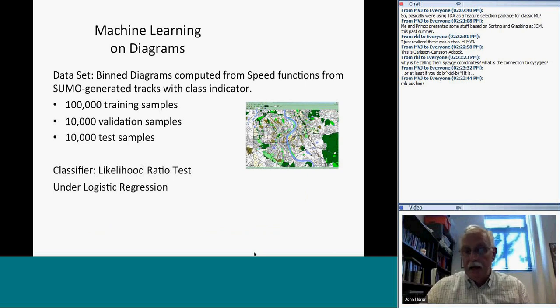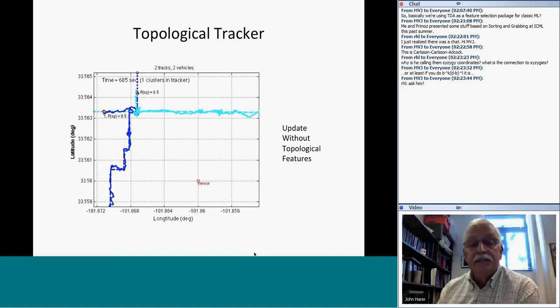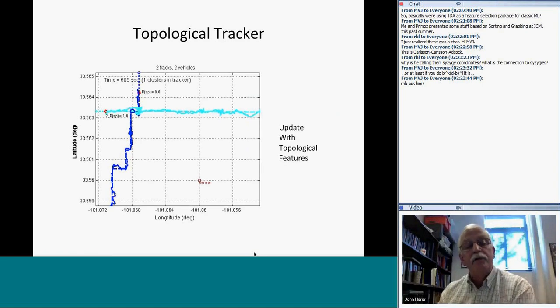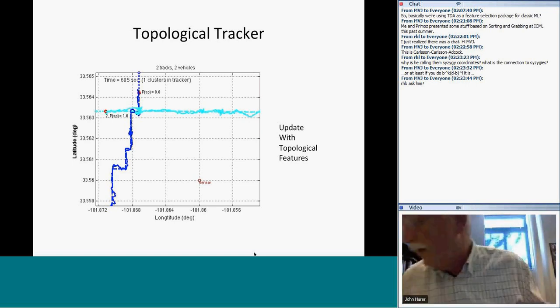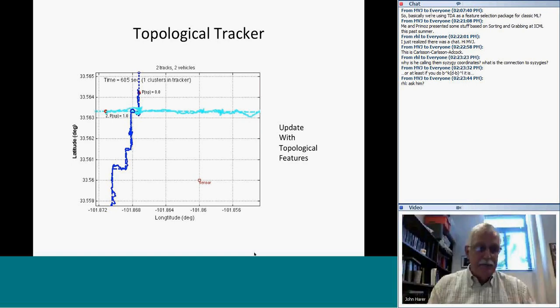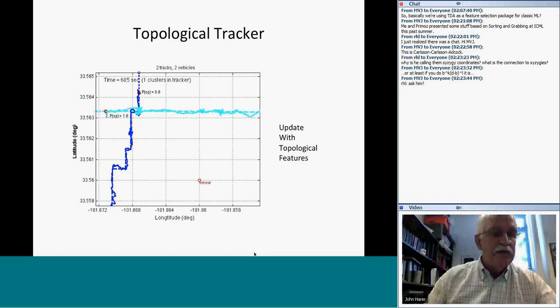And we went through that. We had the slide that Nate prepared, where he had 100,000 training samples, 10,000 validation, 10,000 test samples, and used a likelihood test to do the classification. And that result was, as I said, without and then with, we improved the performance pretty significantly. So that's a really nice example. We didn't use any fancy topology. We're trying to apply this to much more complicated scenarios where we do have to use more sophisticated methods.